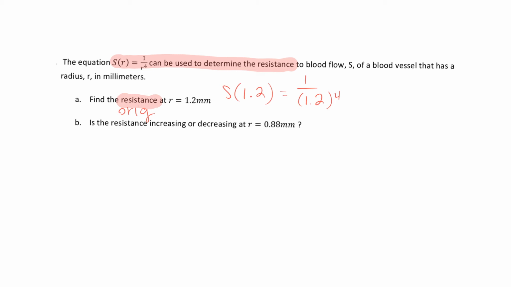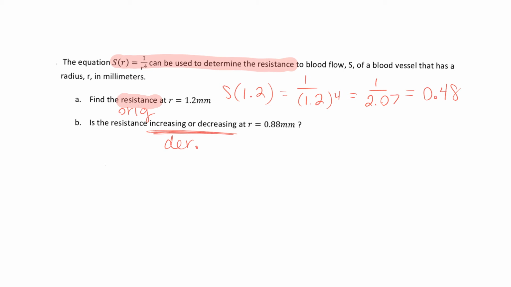And what is 1.2 to the fourth? It's 2.07. So 1 over 2.07. And that gives us about 0.48. 0.48 is our resistance. Now, is that resistance increasing or decreasing? So when we start talking about increasing or decreasing, this is when we're going to look for the derivative.